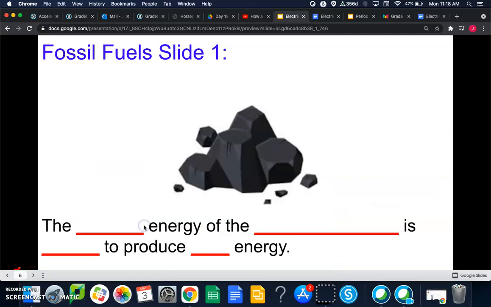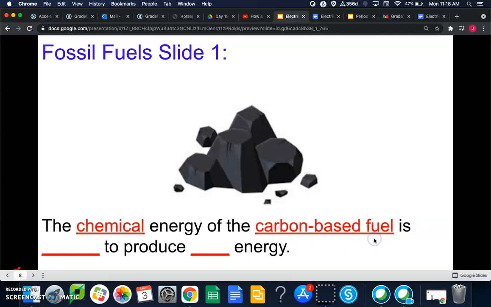Okay, so we're gonna do coal, but like I said, we could really draw any type of fossil fuel. So go ahead and draw a few lumps of coal right here. But like I said, it could be any carbon-based fuel. So coal, oil, natural gas, they'll all work.